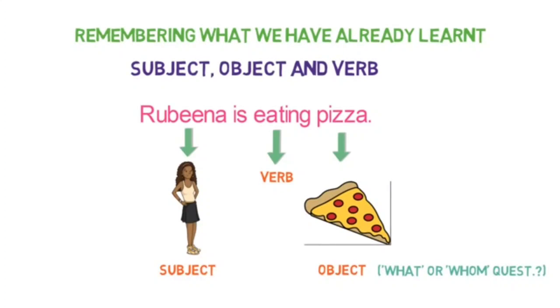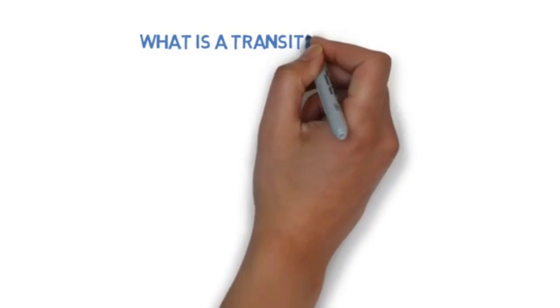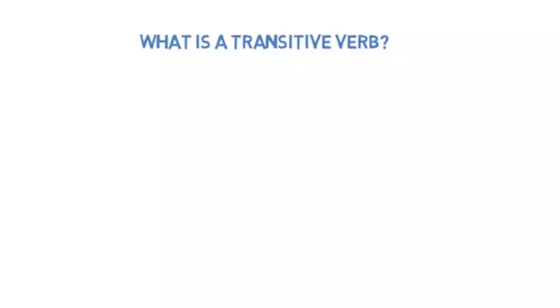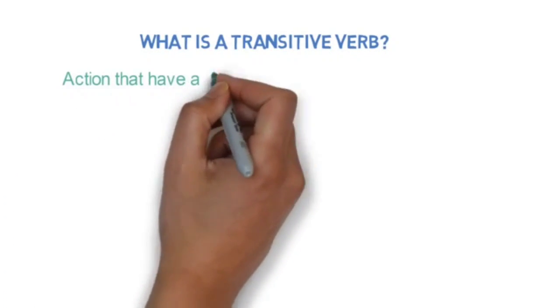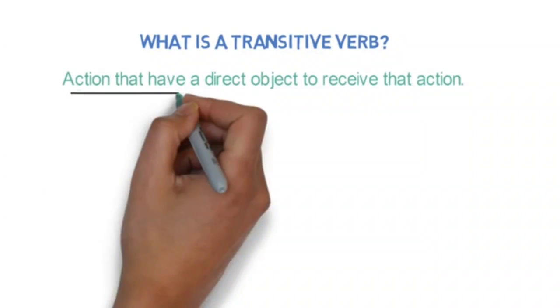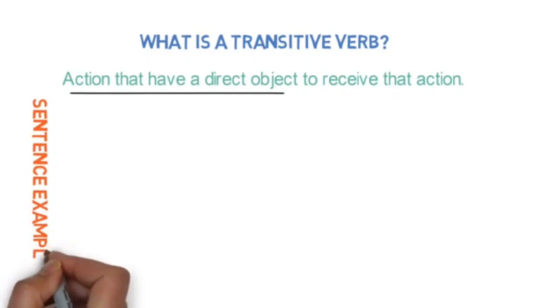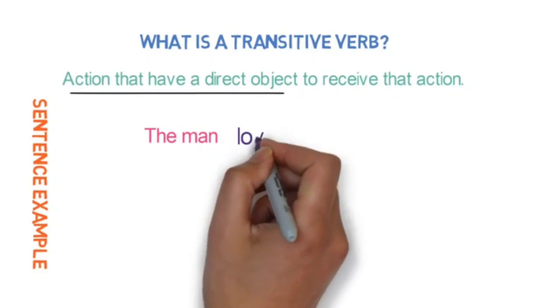Children, let's move into the main topic of today, that is transitive and intransitive verbs. What is a transitive verb? A transitive verb is an action that has a direct object to receive that action. So, it is an action word with a direct object. Let's see a sentence example for a transitive verb. The man loved his children.